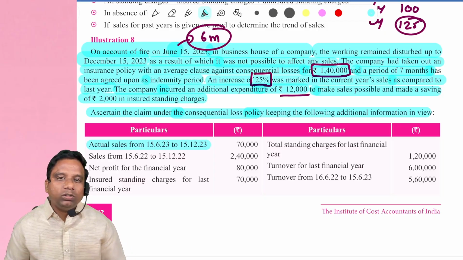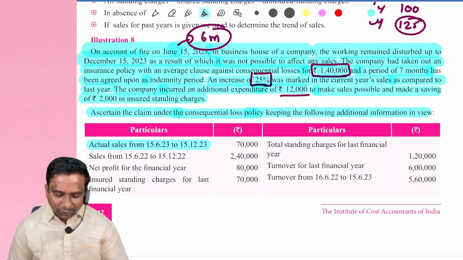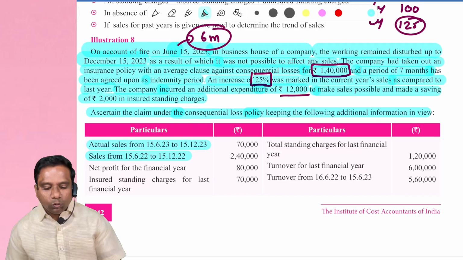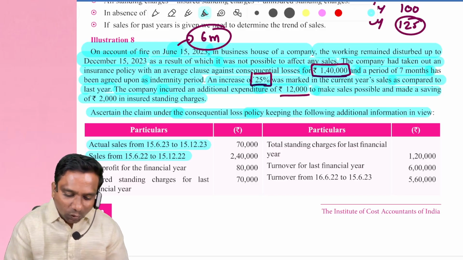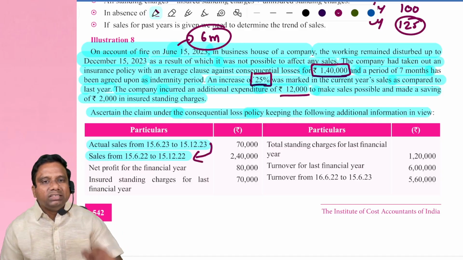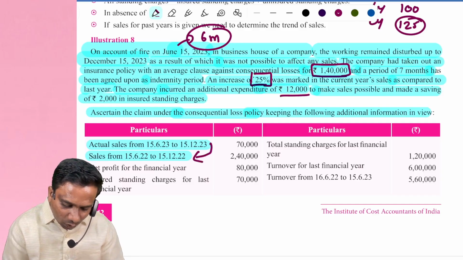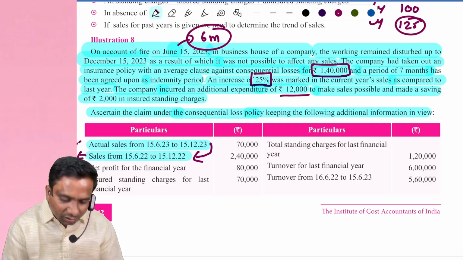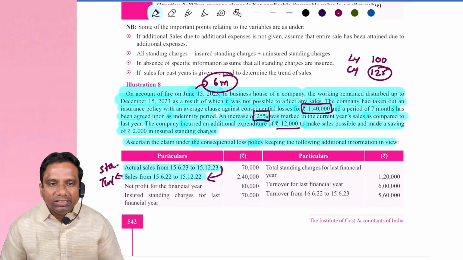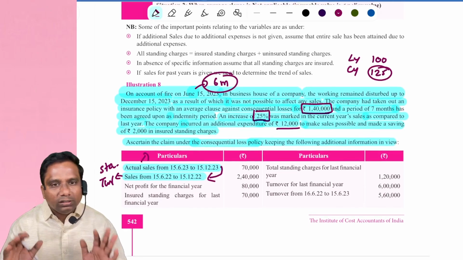Actual sales from 15/6/2023 to 15/12/2023, 70,000. Okay. Sales from 15/6/2022 to 15/12/2022. What is this? Same time period. Look at it, the year changes. So it is called standard turnover. Is it clear, students? And that is our actual turnover.